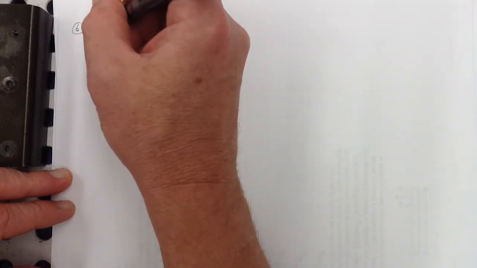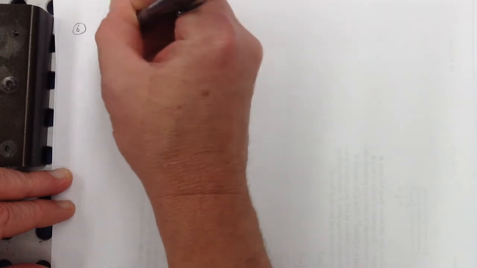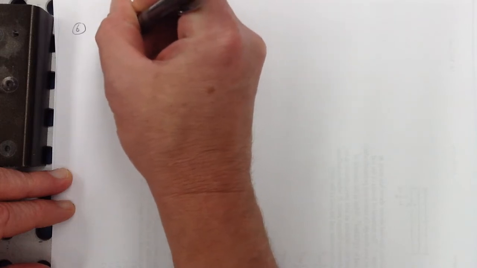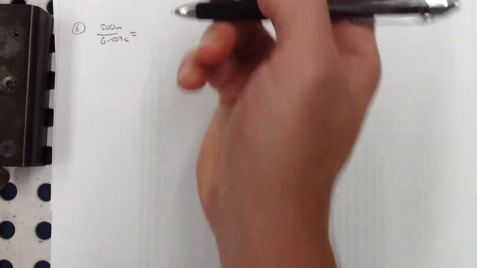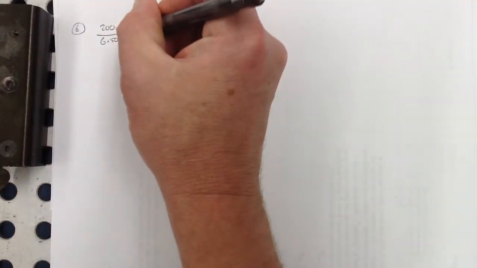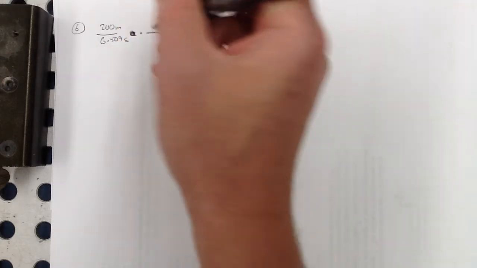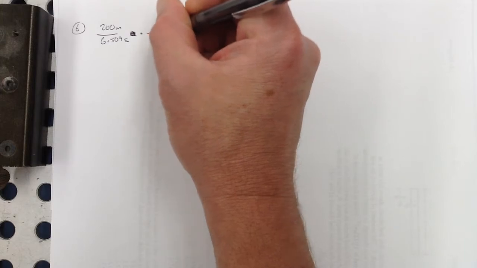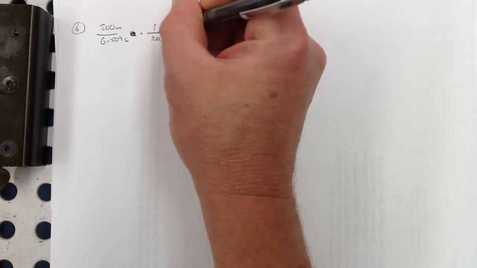So let's see. The first guy went 200 meters in 6.509 seconds. So I think I need to turn this into, actually, let's not even do that yet. I need to turn this into kilometers per hour. So 1,000 meters is 1 kilometer.